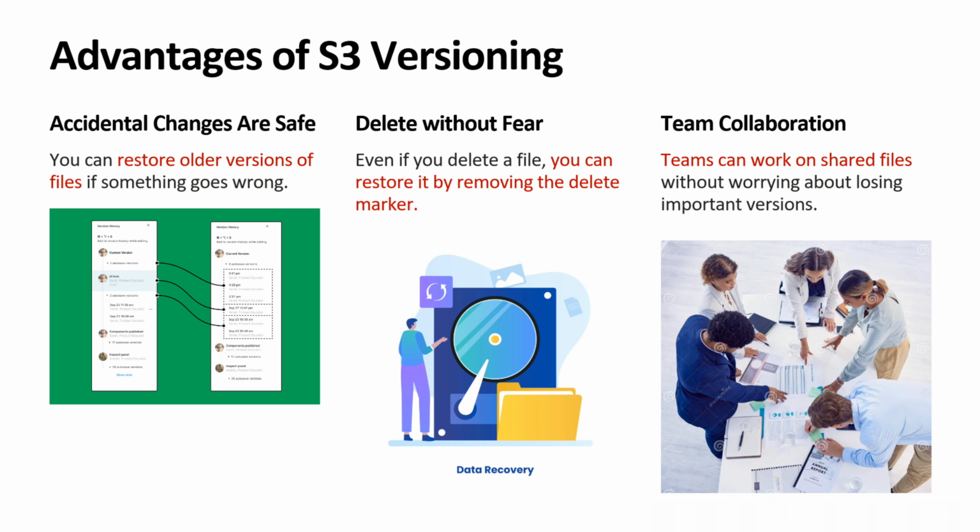Advantages of S3 versioning. The first point is accidental changes are safe. You can restore older versions of files if something goes wrong. The second point is delete without fear. Even if you delete a file, you can restore it by removing the delete marker. Third point is team collaboration. Teams can work on shared files without worrying about losing important versions.